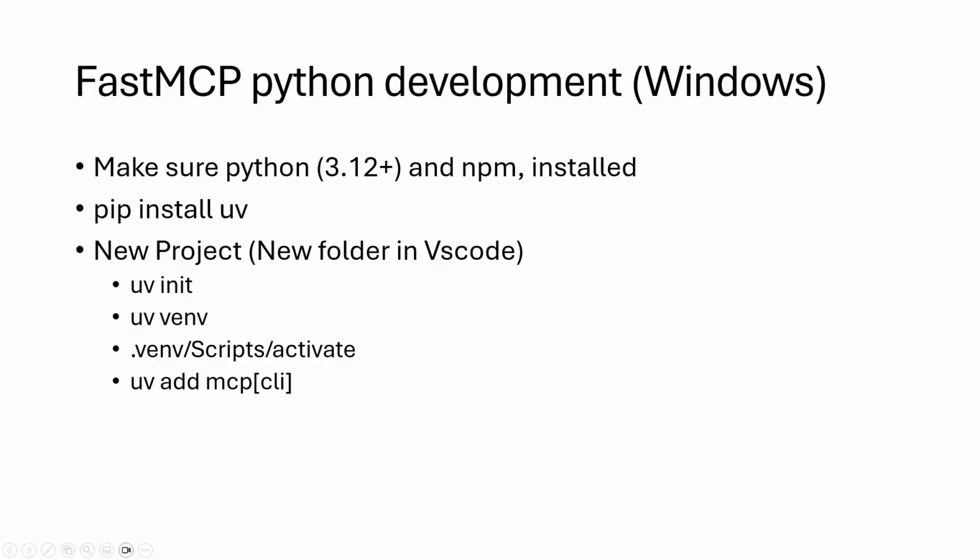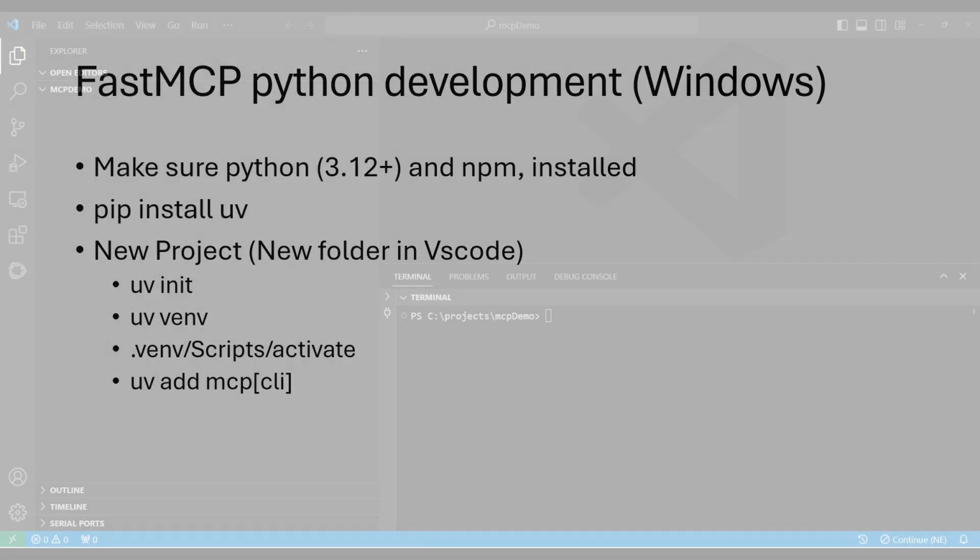I'm using VS Code, so I'd create a new project, which basically means opening up a new folder. I'd do a uv init. I'd do a uv venv to make a virtual environment for Python. I'd activate that virtual environment by running the activation script. And I'm also going to add in MCP CLI, which gives me some utilities for doing MCP things from the command line. Let's have a look at that running.